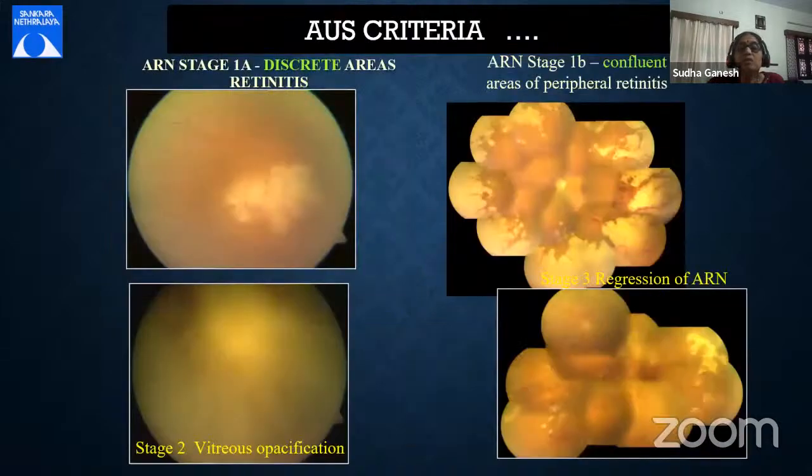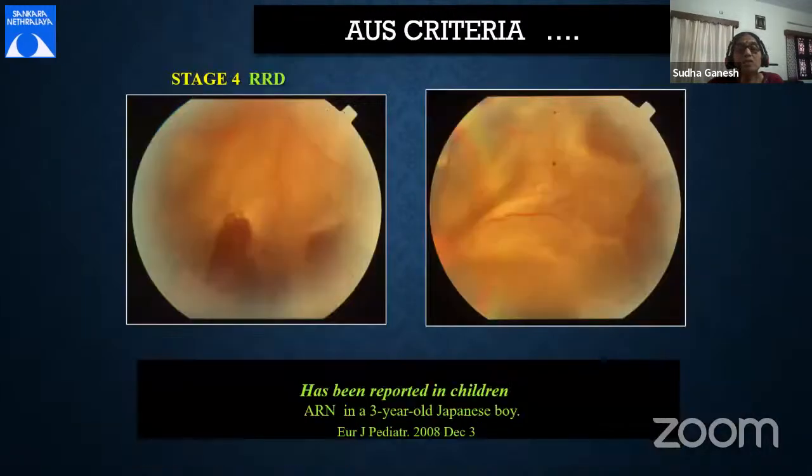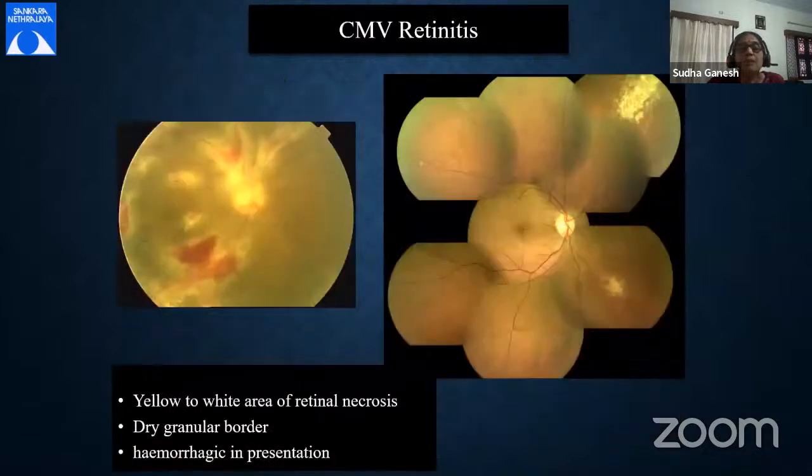The acute retinal necrosis, according to the AUS criteria, stage 1A can be discrete areas of retinitis, and 1B being the confluent area of retinitis, then stage 2 of vitreous opacification, stage 3 being the regression of the acute retinal necrosis, and stage 4 where the rhegmatogenous retinal detachments occur. And ARN has been reported in children as young as 3 years. CMV retinitis often presents with a yellow-white area of retinal necrosis with a dry granular border with a hemorrhagic presentation, and more common in immunocompromised children.